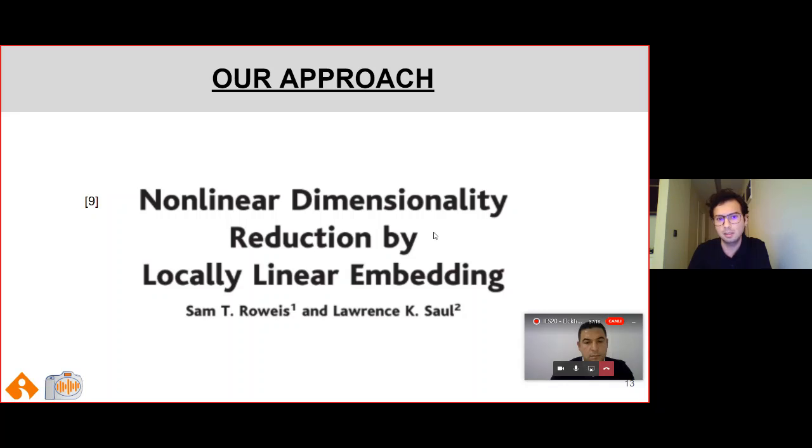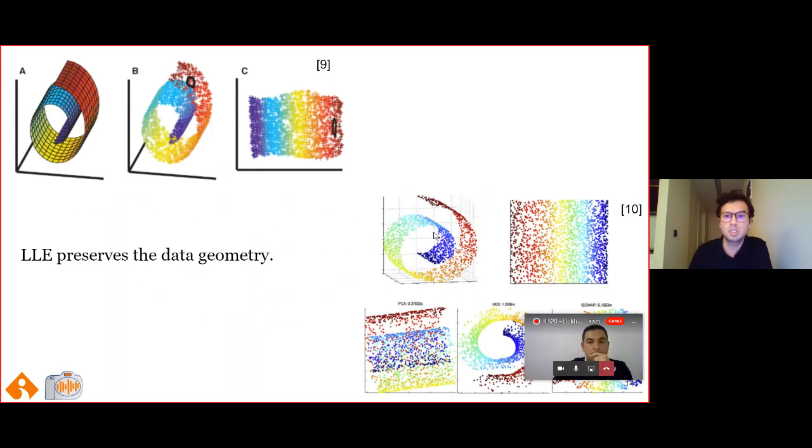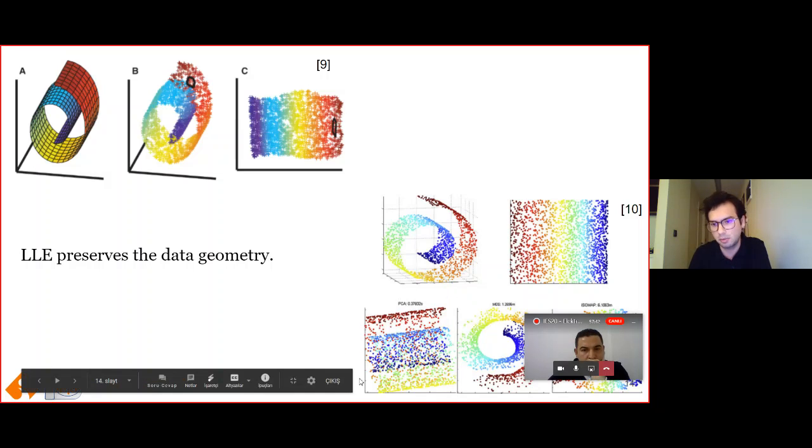Actually, LLE, locally linear embedding, is a dimensional reduction method. As you can see here, there is an example. This data is Swiss roll data, and you can apply dimensional reduction methods to this data using different algorithms like PCA. The PCA result is shown here. But PCA does not preserve the data geometry, and by using LLE you can preserve the data geometry, as you can see here.